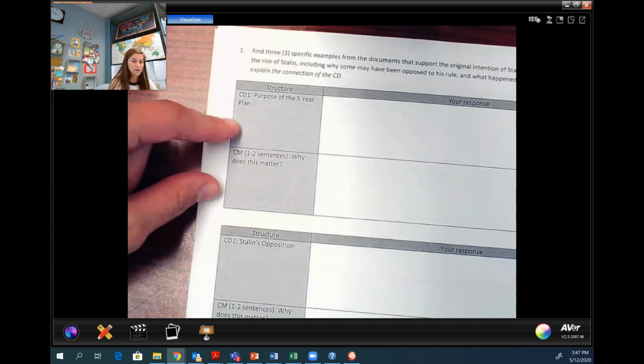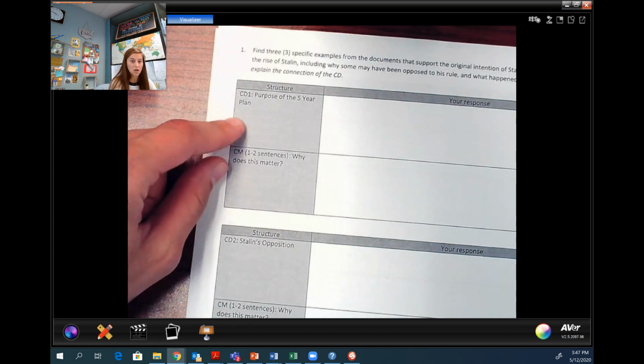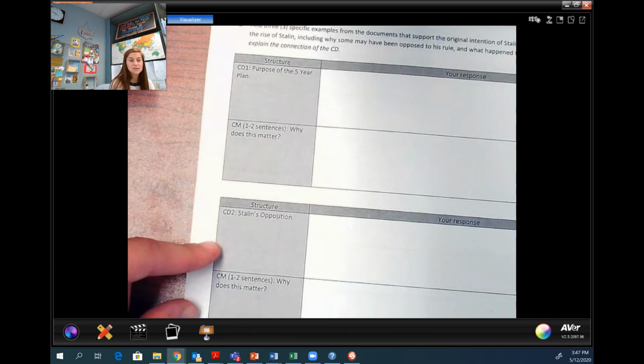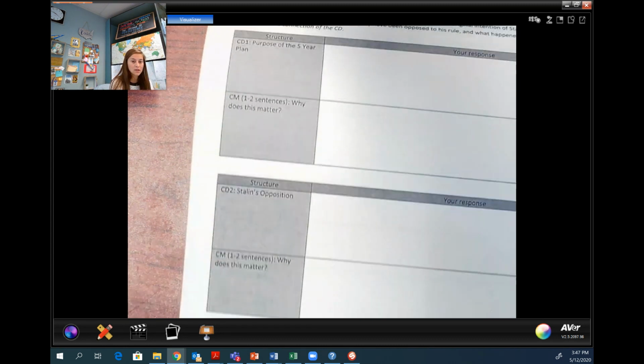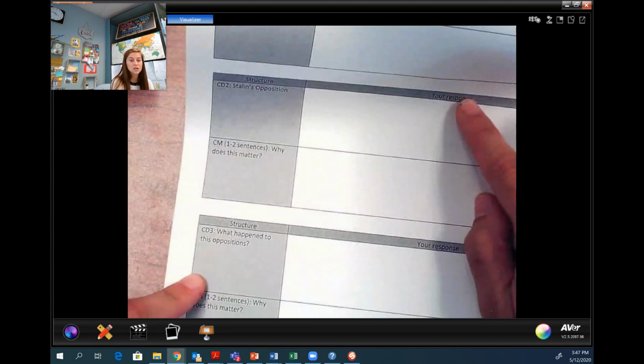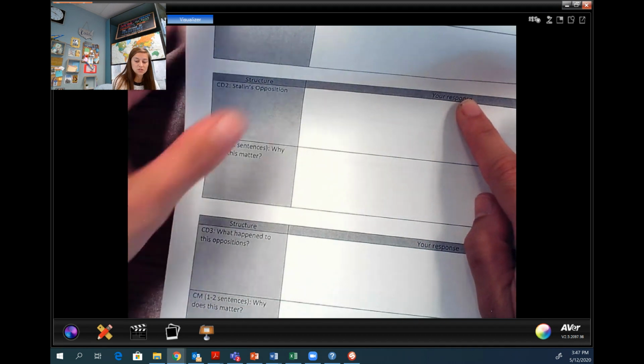Find 3 specific examples from the document that support the original intentions of Stalin's 5-year plan, the opposition to the rise of Stalin, including why some may have been opposed to his rule and what happened to his opposition. Make sure you explain the connections. So as you can see, I tried to make it really clear. So the first CD should be the purpose of Stalin's 5-year plan. The second CD should be an example of his opposition. And then lastly, the third CD should be what happened to this opposition.